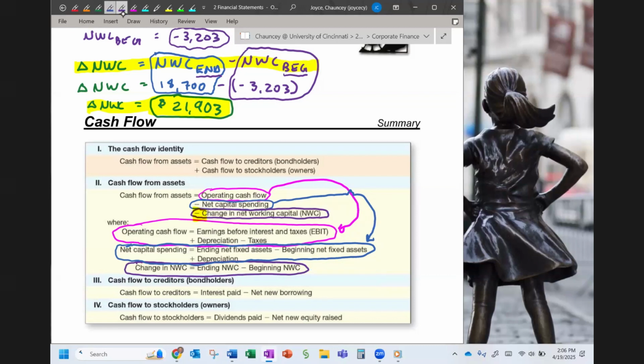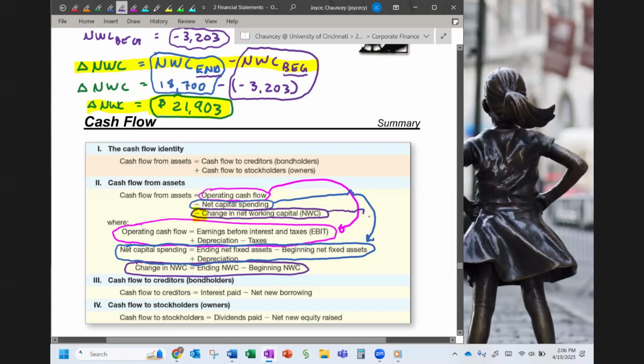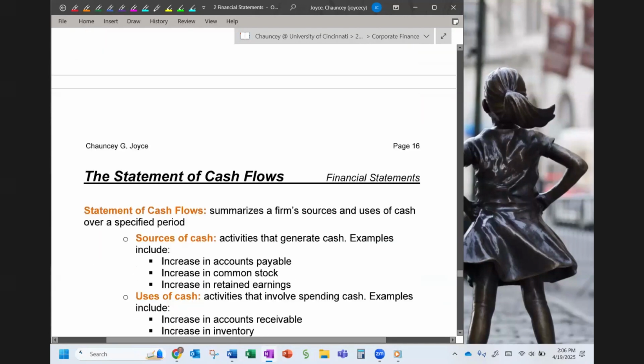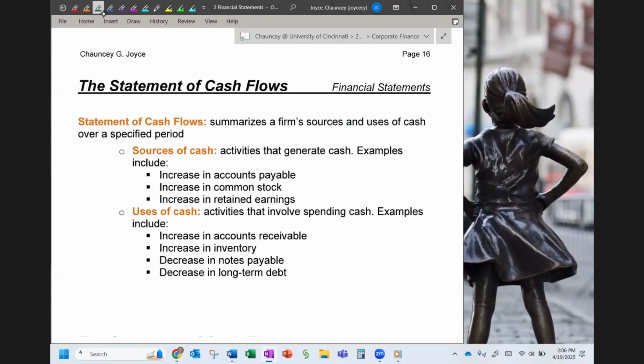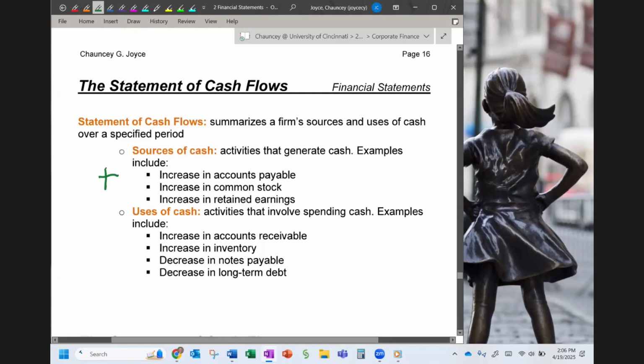Let's take a look at the statement of cash flows. That's our last element here on our learning outcome statements. The statement of cash flow summarizes a firm's sources and uses of cash. So sources, those would be positive, and uses would be cash outflow, negative, over a specific period. Sources of cash are activities that generate cash flow, generate inflows. Examples would be an increase in accounts payable, increase in common stock, increase in retained earnings. Uses of cash, on the other hand, are activities that involve spending cash. That's an increase in accounts receivable, increase in inventory, decrease in notes payable, and decrease in long-term debt.